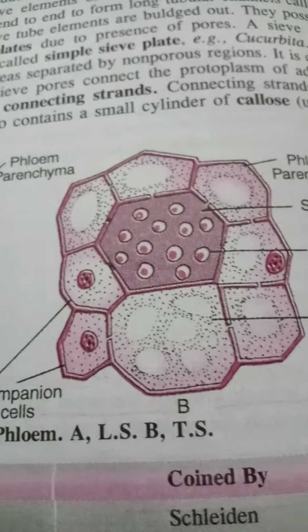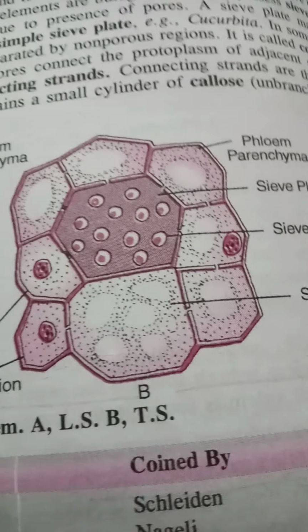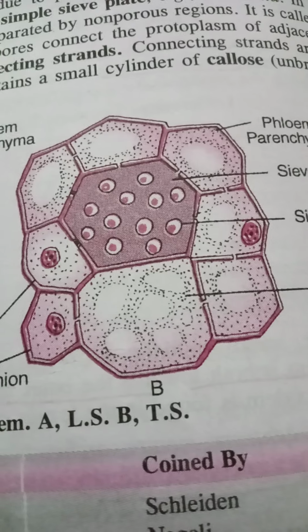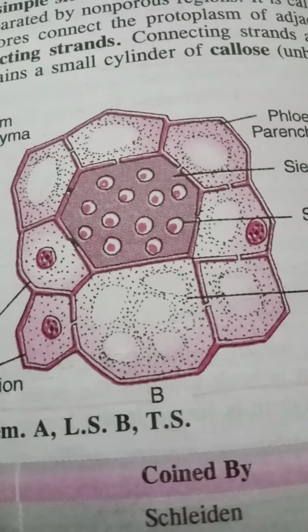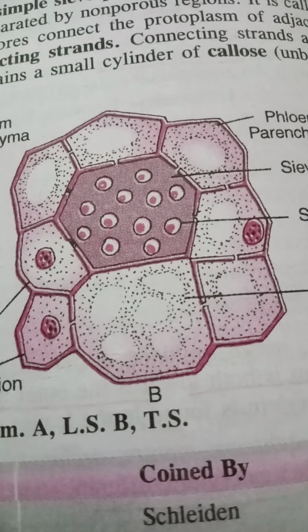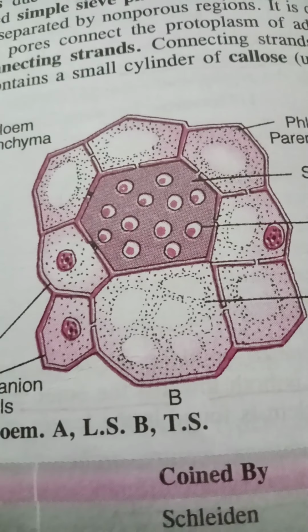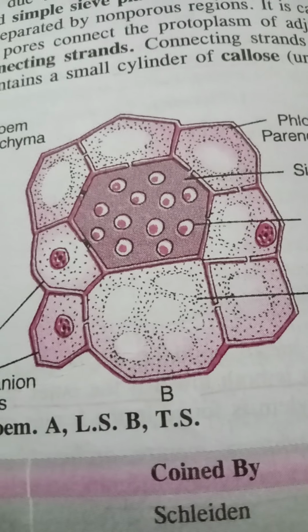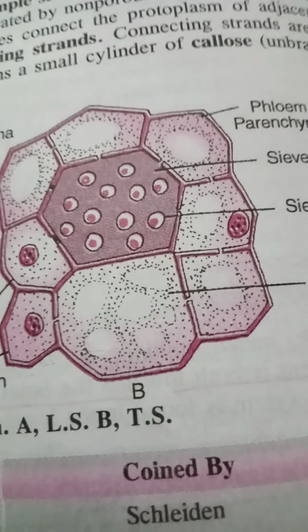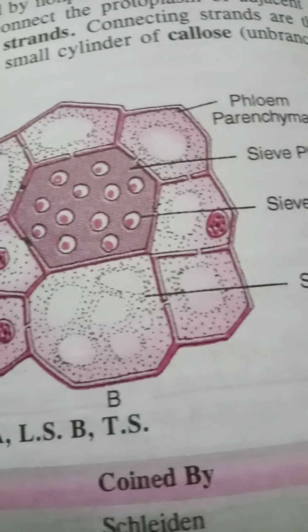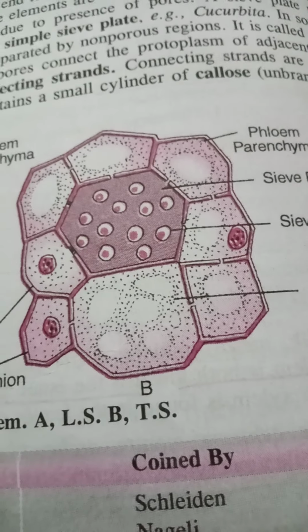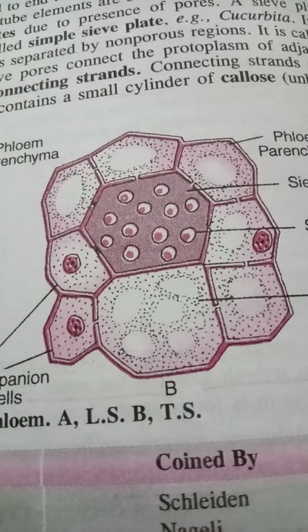Now, similar to the xylem, the phloem is also divided into protophloem and metaphloem. Protophloem means the part of the phloem which is formed first. These are smaller sized, and metaphloem means the phloem which is formed after protophloem, and the size is larger as compared to the protophloem. So, metaphloem are larger and protophloem are smaller. So this is a simple portion.